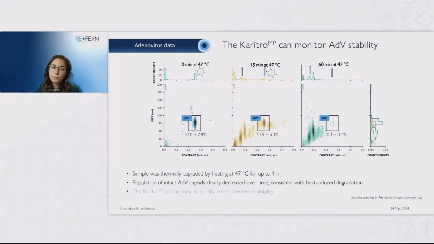And you see the appearance of new populations that are quite clear in terms of contrast as well as in the scatter plot, which are likely degradation products. After 1 hour of heating, you can see that the adenovirus gate doesn't contain particles anymore, so all the adenovirus is gone, and you have an increase of this population at lower contrast. So Karitro effectively can be used to quickly assess the adenovirus stability, either for forced degradation studies or for shelf life investigation of this product.